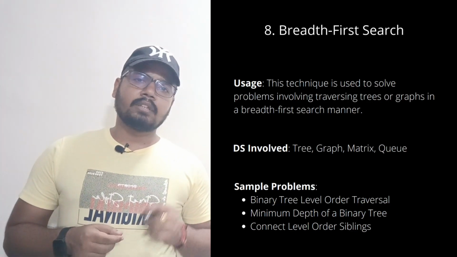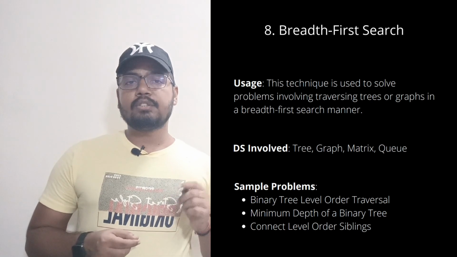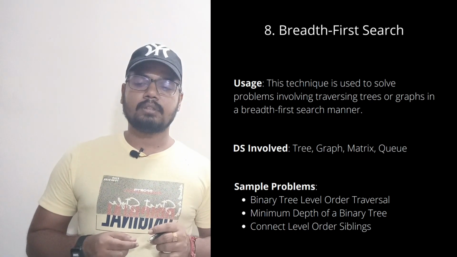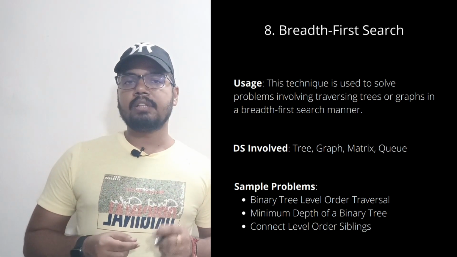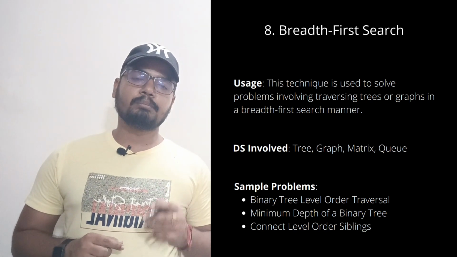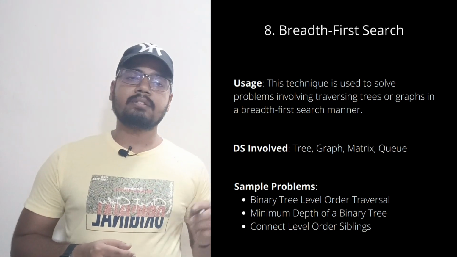In this list, the next technique is BFS, breadth first search. This technique is used to solve problems for traversing trees and graphs in a BFS manner. The data structures involved are tree, graph, matrix and queue. Simple examples are binary tree level order traversal, connect level order siblings, etc.